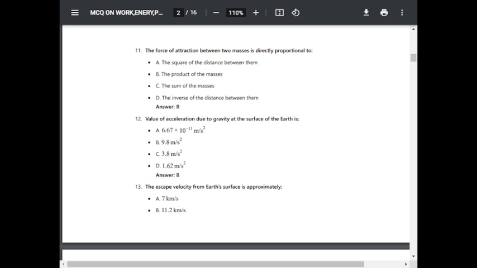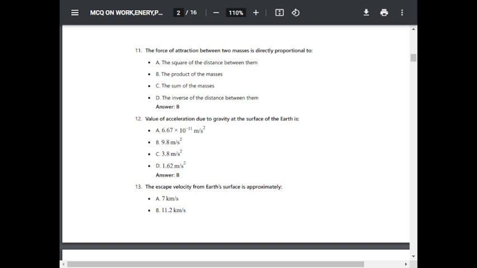Question number 12. The value of acceleration due to gravity at the surface of Earth is: option A, 6.67 into 10 raised to the power minus 11 meter per second square; option B, 9.8 meter per second square; option C, 3.8 meter per second square; option D, 1.62 meter per second square. The correct answer is B, 9.8 meter per second square. The acceleration due to gravity at the surface of Earth is 9.8 meter per second square.